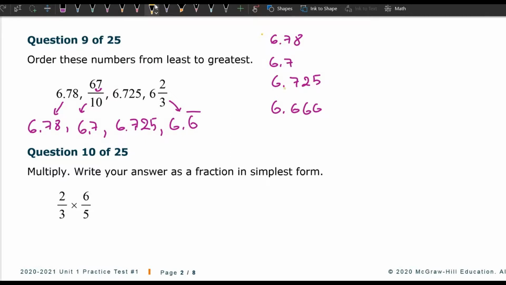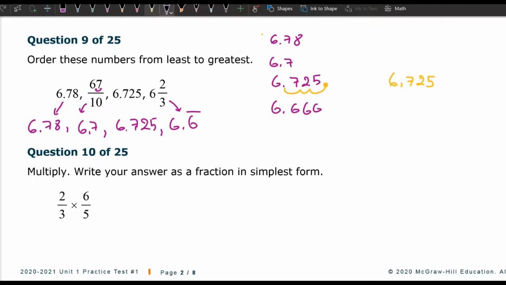We're going to move the decimal points farthest to the right, to the number that has the most digits after the decimal point, to make it a whole number. If you move this one 3 times, you will have 6,725. Okay, so you move everything 3 times now.